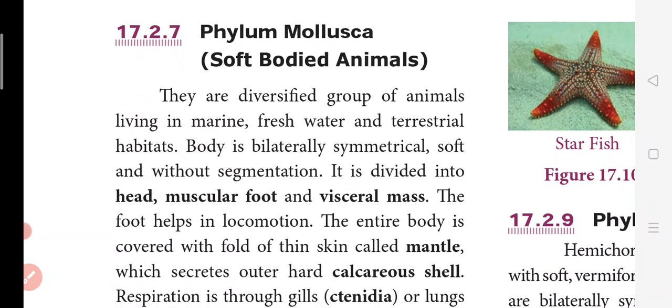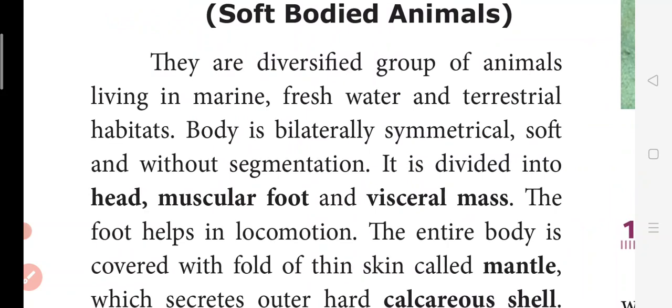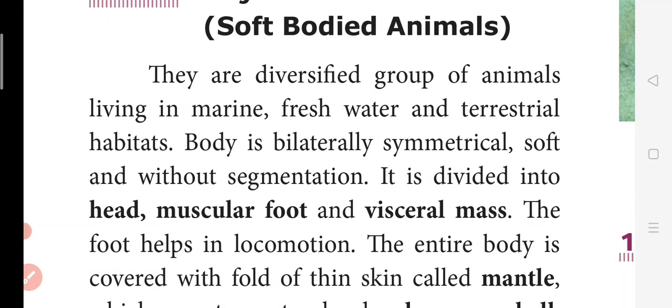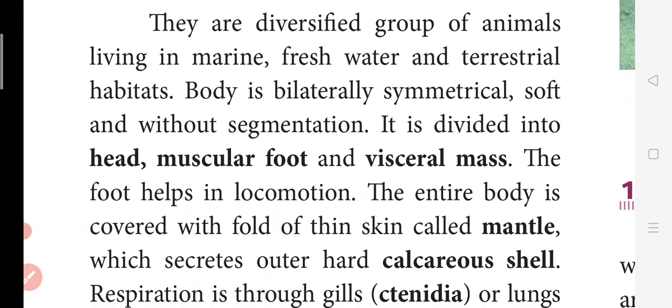Next is phylum Mollusca. They are soft-bodied animals. They are a diversified group of animals living in marine, freshwater and terrestrial habitats. Body is bilaterally symmetrical, soft and without segmentation. So they are present in marine, freshwater or terrestrial land also. They don't have any segments. They are divided into three parts, that is head, muscular foot and visceral mass.